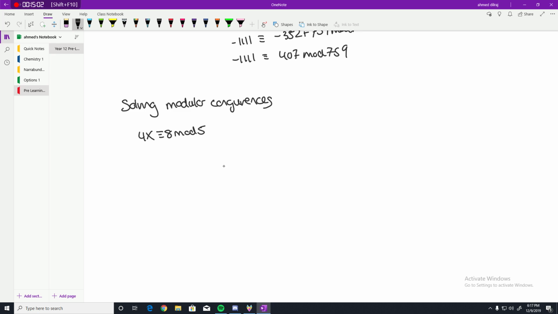Obviously, to solve a modular congruence, it needs to be done like algebra, but I can't divide both sides by 4. So instead we have to multiply both sides by what, Raja? Raja, do you know what we have to multiply both sides by? Or I should say pre-operate. Sorry, multiply both sides by. What do we have to multiply both sides by?